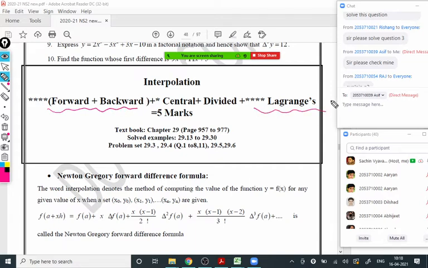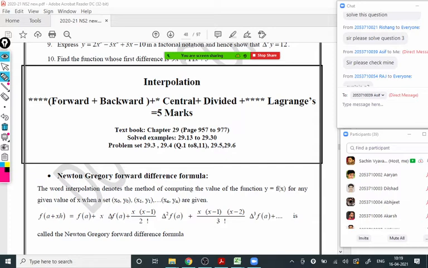So these are the most important methods: forward interpolation, backward interpolation, and Lagrange's interpolation. There is not a single question in the last 4-5 years on the two methods known as central interpolation and divided interpolation. So yes, we are going to complete each and every method, but you should focus mainly on these three methods: forward, backward, and Lagrange's. With the help of those, we can solve any question actually.